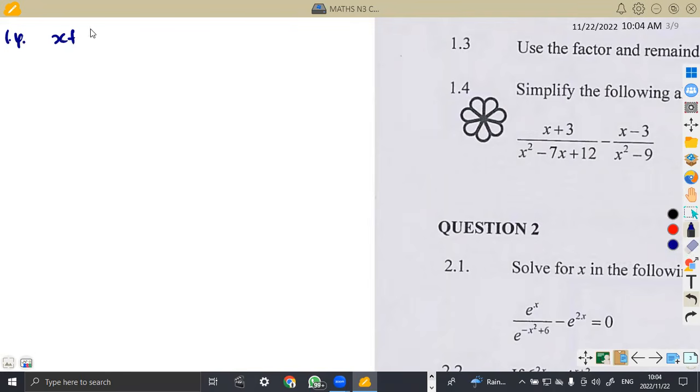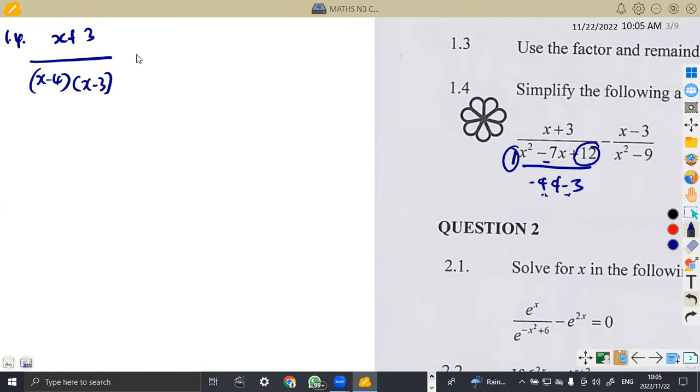We've got x plus 3 over, definitely you're supposed to factorize first here. So the advantage was that the coefficient of x squared is 1, so you just have to focus on 12. What are the factors of 12? If we add, we get negative 7. So that's negative 4 and negative 3. If we multiply this, we get positive 12. If we add, we get negative 7. So it was going to be x minus 4, x minus 3, okay?